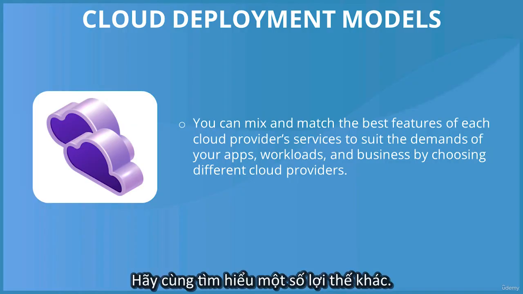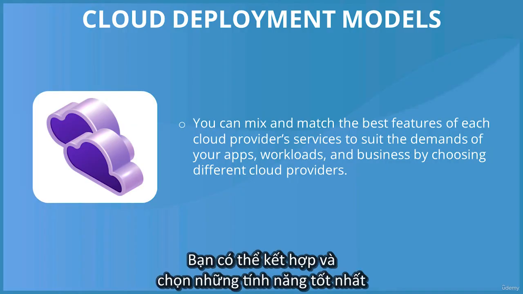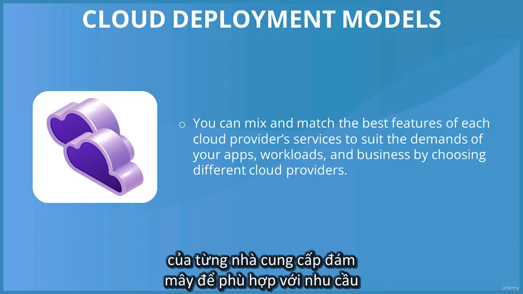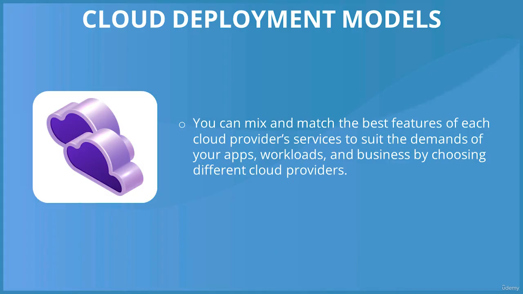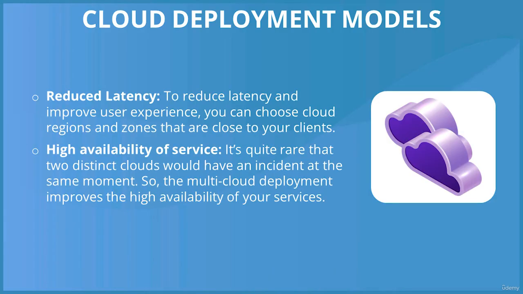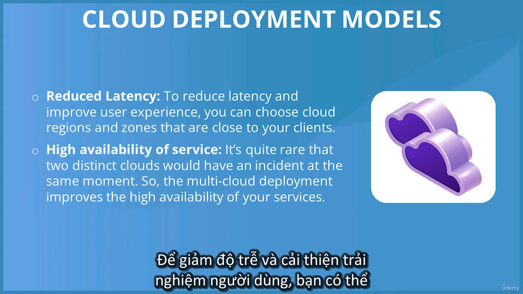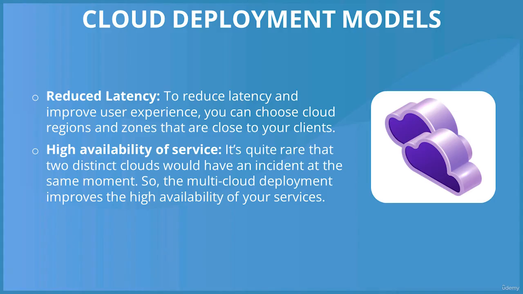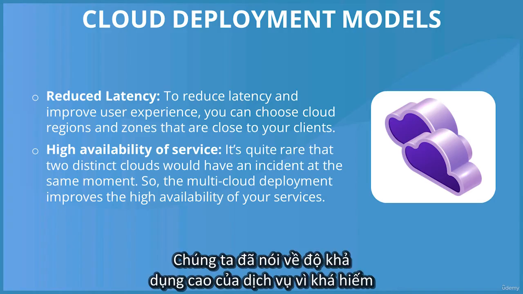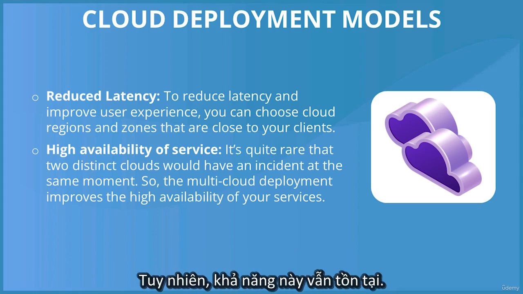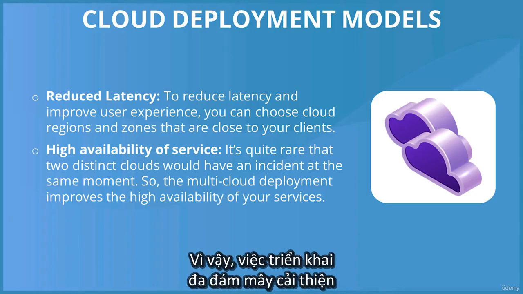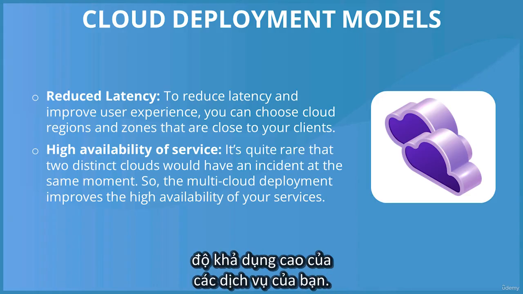Let's dig into some of the other advantages. You can mix and match the best features of each cloud provider's services to suit the demands of your apps, workloads, and business by choosing different cloud providers. You can reduce latency. In order to reduce latency and improve user experience, you can choose cloud regions and zones that are closer to your clients. We talked about high availability of service because it is quite rare that 2 distinct clouds would have an incident at the same moment. However, the possibility still exists. So the multi-cloud deployment improves the high availability of your services.